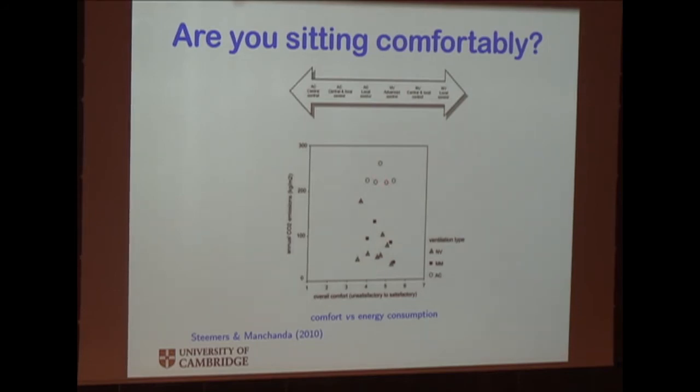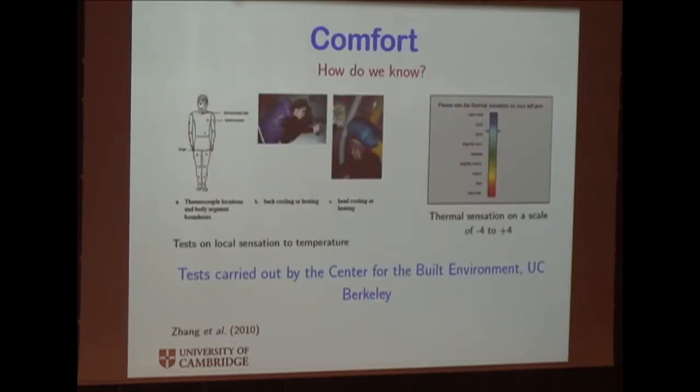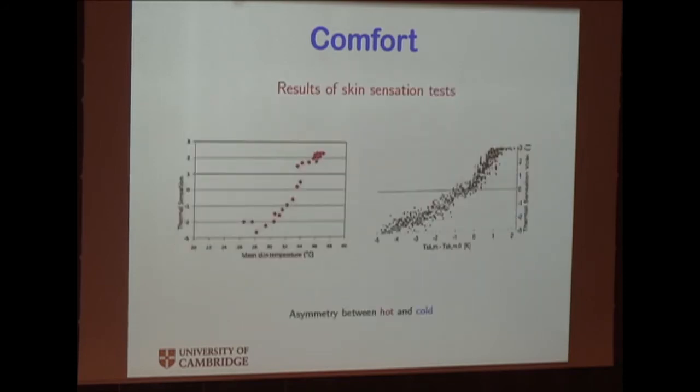So the question is, how can we move down this scale in terms of energy consumption while maintaining comfort? And how do we know about this? Well, we know about this because of pioneering work carried out by Ed Arens and his group at CBE, where they've done some extremely wonderful work looking at subjects on sensation to temperature. And I think some of the interesting work here is they show, for example, that there's a real asymmetry between hot and cold.